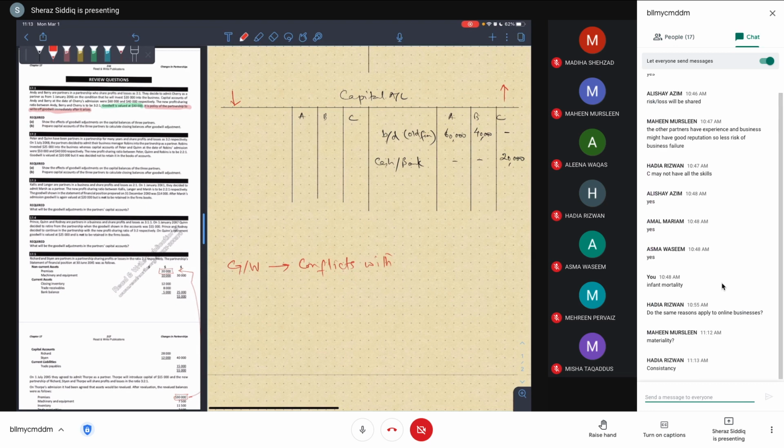Maheen, no, the correct answer is the money measurement principle. Remember the money measurement principle: accounting only revolves around events or business areas which can be measured in money terms, right? So if you can measure an event in money terms, only then can you enter it as a transaction in your books. The problem over here is, Hadia, no, it's not consistency, it's the money measurement principle. The problem with goodwill is how do partners decide $30,000 is going to be the value for all these benefits?